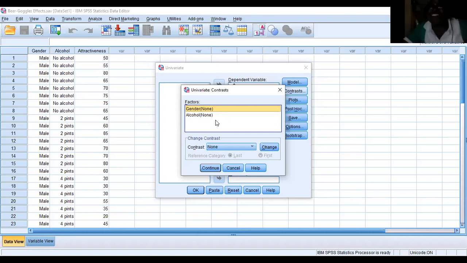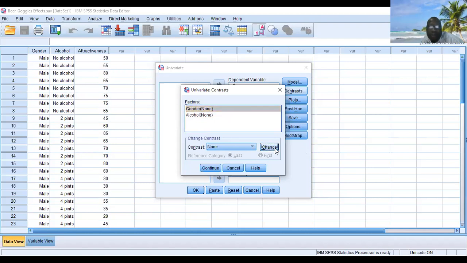Okay. Is the alcohol. Wait, the gender first, put change. Click on that change. Gender, none, just remove it. I'm on change now. Don't worry, just leave it. Come to alcohol. Click on alcohol now. I'm on alcohol.